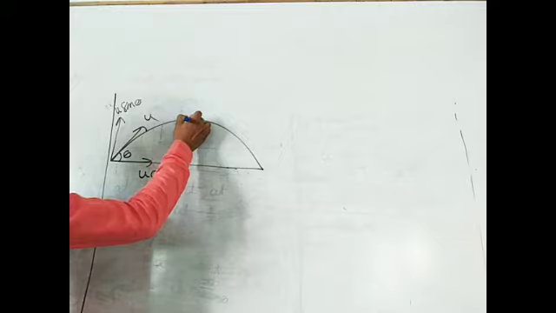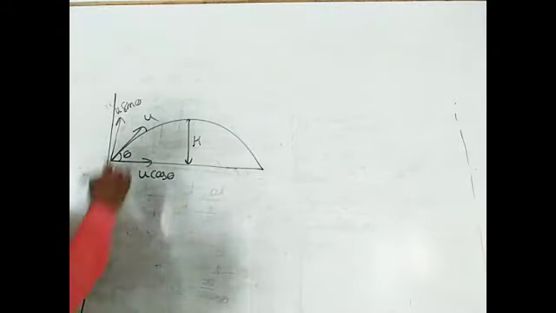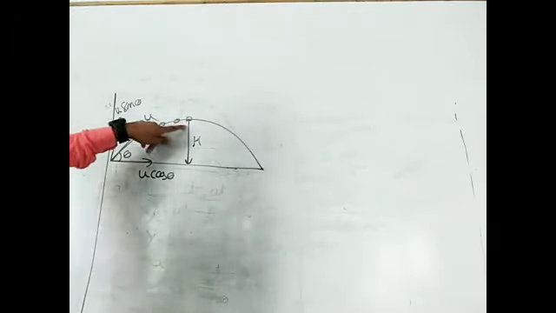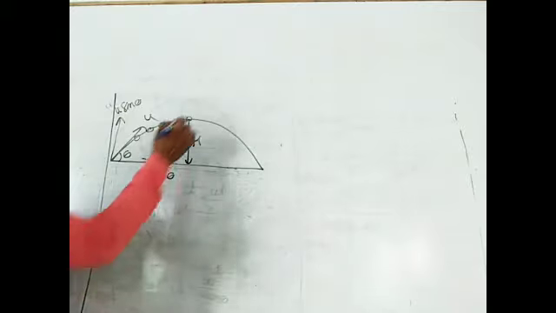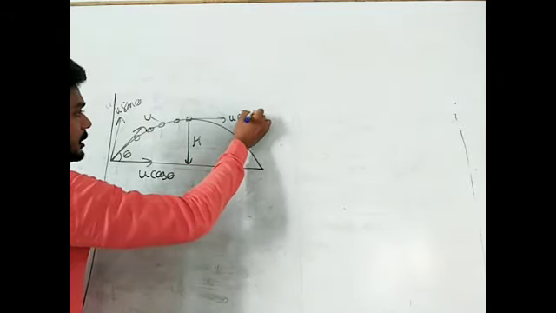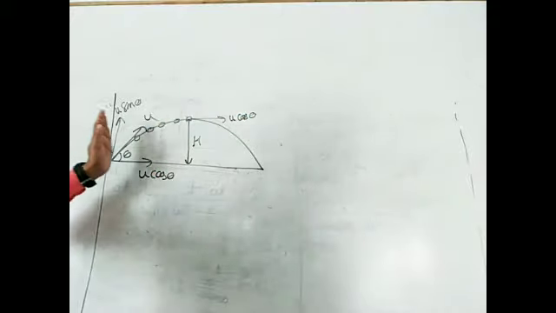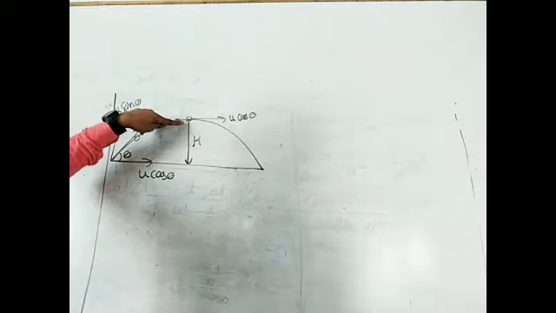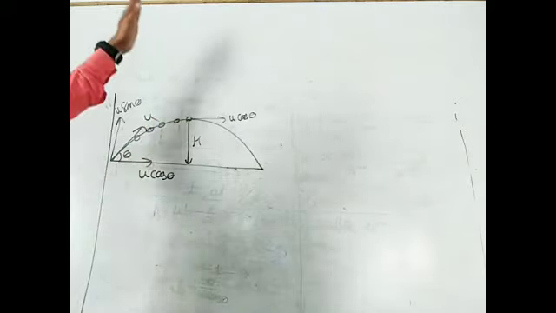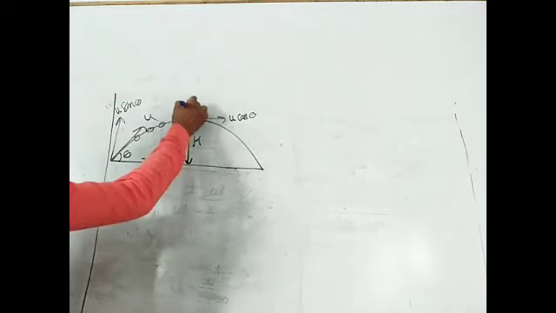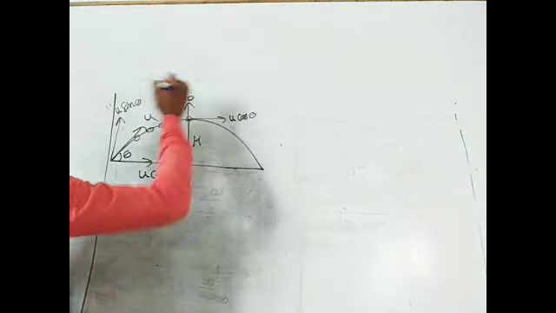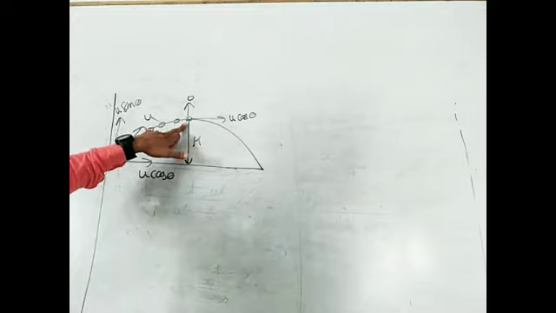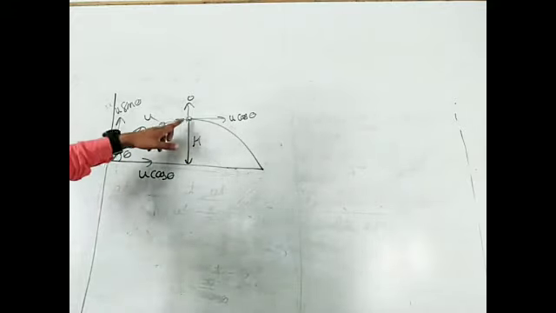Students, let us discuss the maximum height. When the object attains this height, at the peak point, the horizontal component u cos theta will remain the same because it is responsible for the horizontal motion. But since at this point the object has reached its maximum height, the vertical component will become 0. At this point, v sin theta will become 0.